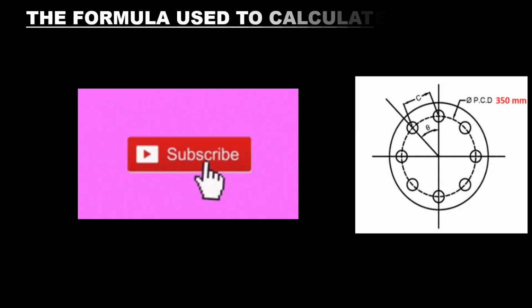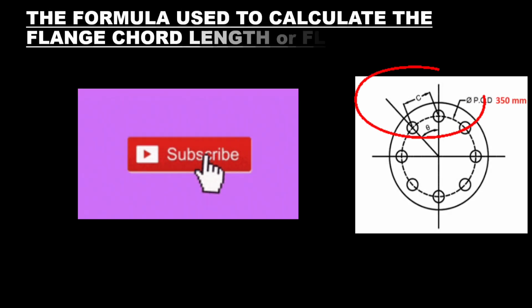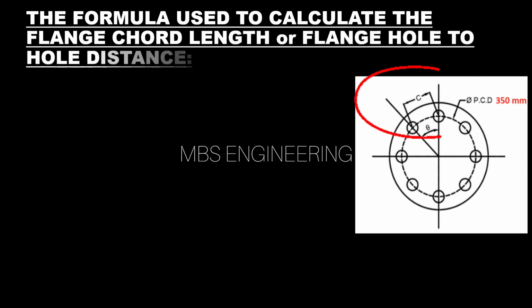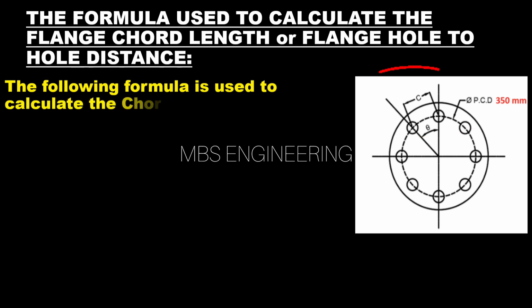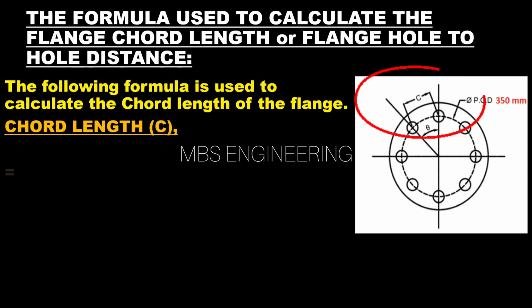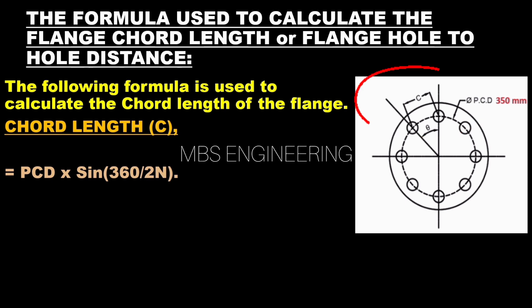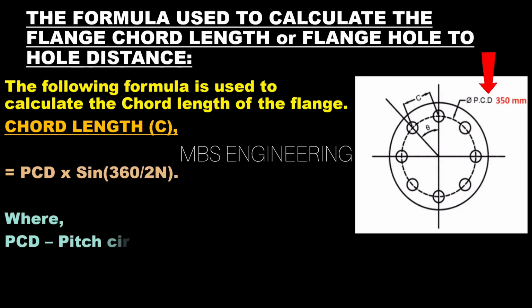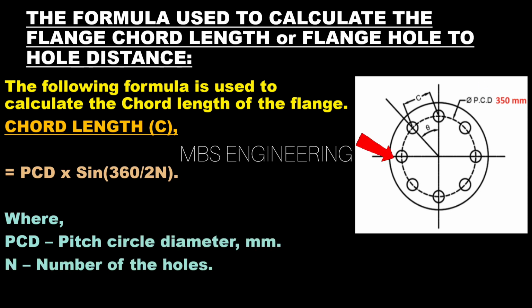Next, we will understand how to calculate the flange chord length or flange hole-to-hole distance. The following formula calculates it. The chord length, or flange hole-to-hole distance, is equal to the pitch circle diameter of the flange multiplied by the sine of 360 divided by 2 into N, where PCD is the pitch circle diameter of the flange in millimeter, N is the number of holes in the flange, and C is the chord length of the flange in millimeter.